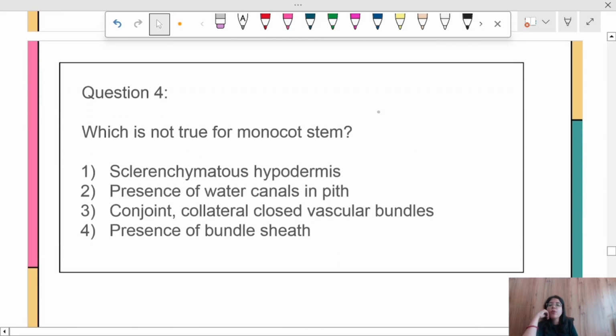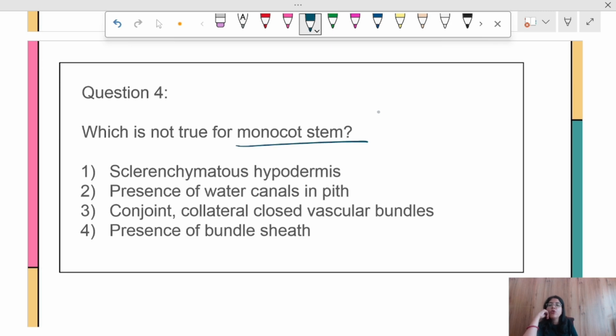Which is not true for the monocot stem? Monocot stem has hypodermis which is sclerenchymatous, correct. They have presence of water canals in pith, let's come back to this option. Conjoint collateral closed vascular bundle, correct. They have presence of bundle sheath, this is correct. What is not true? This is not true. Do they have any kind of water canal, and do they have any kind of pith also? They don't have any pith, right?